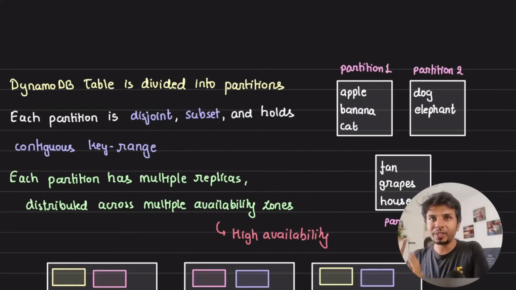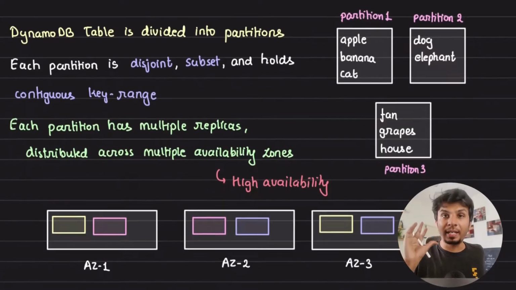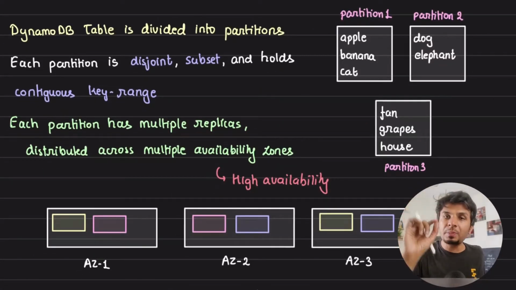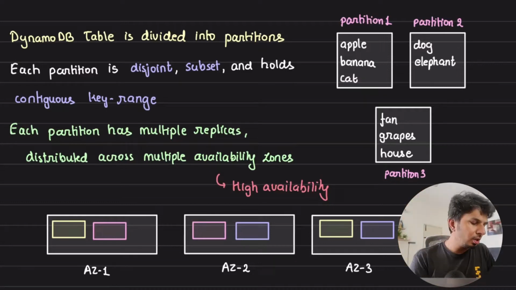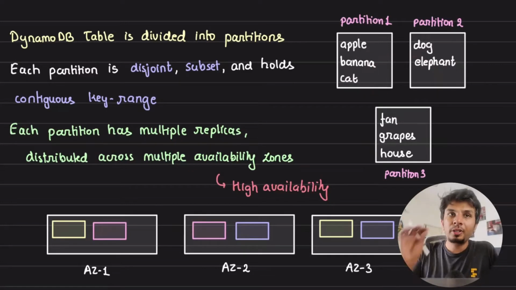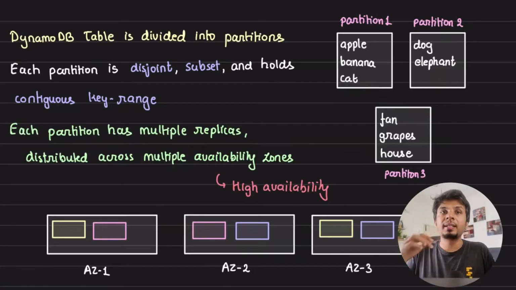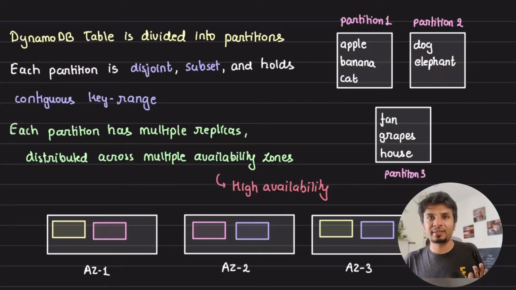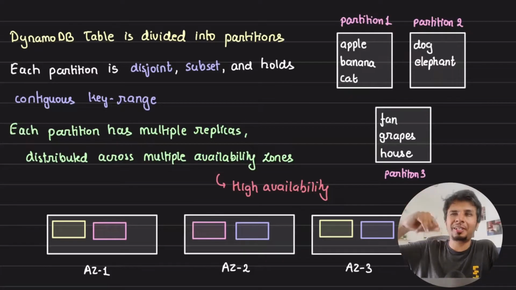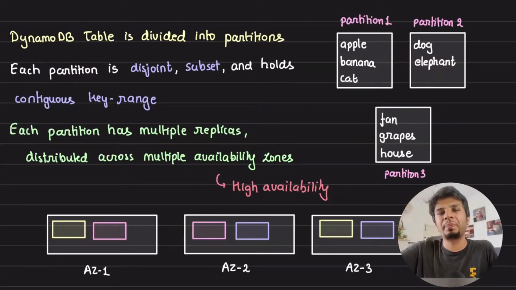Okay. So given this, let's go a step deeper. A DynamoDB table is divided into partitions. We know that. But understand this, each partition is disjoint, which means no two partitions would share the data. It is a subset of the entire data, and it holds contiguous key ranges. So range partitioning, right? But not really range, but you get it. Once we go deeper, you'll automatically understand.